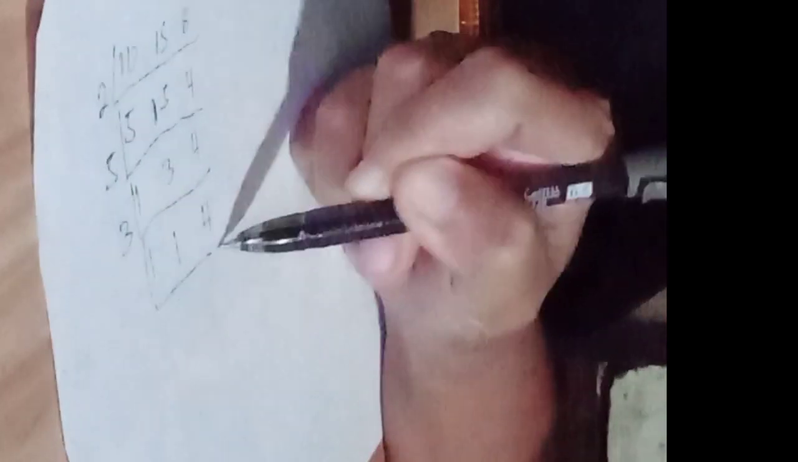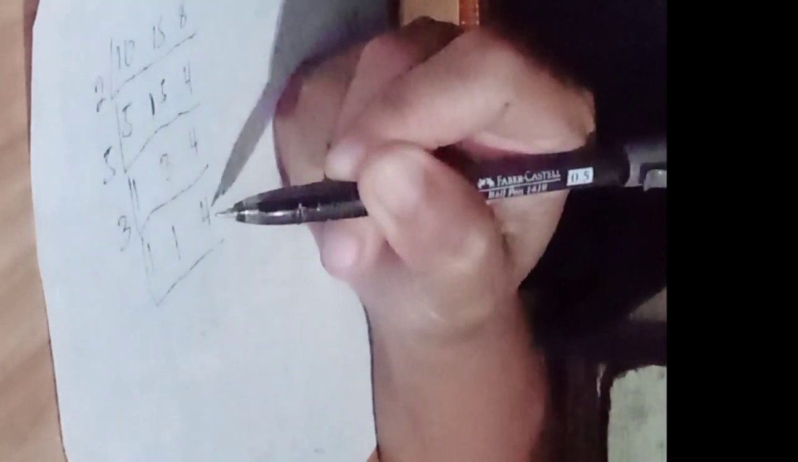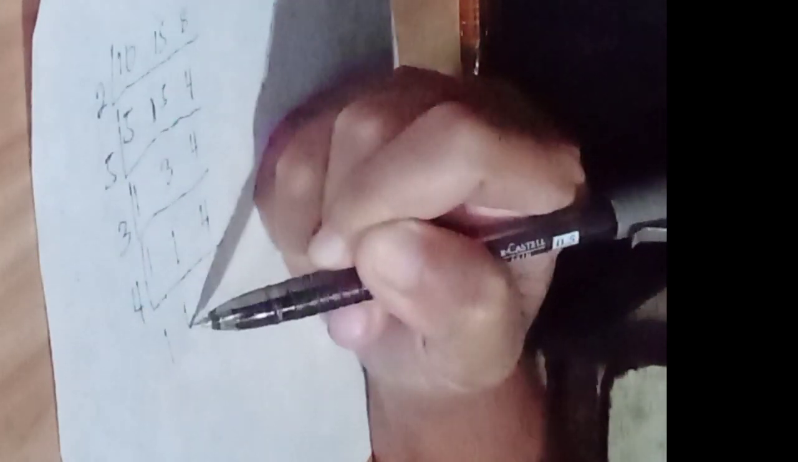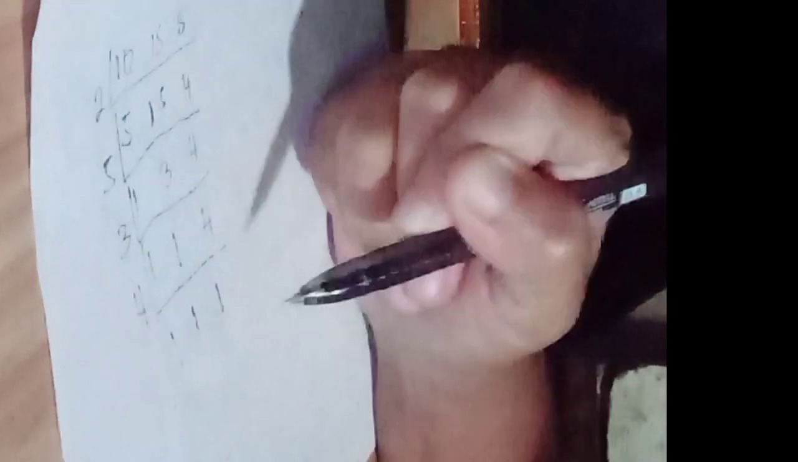So we make another ladder. The common divisor of 4 is 4. 1 divided by 4 cannot be, so we bring down 1. 1 divided by 4 cannot be, so we bring down 1 here. 4 divided by 4 is 1. As we can see, for 1 and 1, we cannot find a common prime divisor.